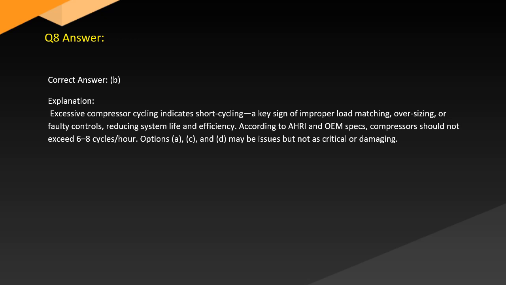Answer. Correct answer: B. Explanation: Excessive compressor cycling indicates short cycling, a key sign of improper load matching, oversizing, or faulty controls, reducing system life and efficiency. According to specs, compressors should not exceed 6-8 cycles. Options A, C, and D may be issues, but not as critical or damaging.